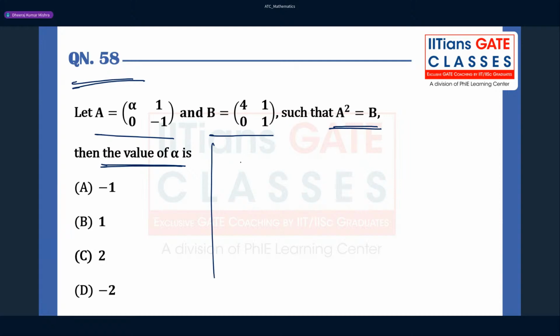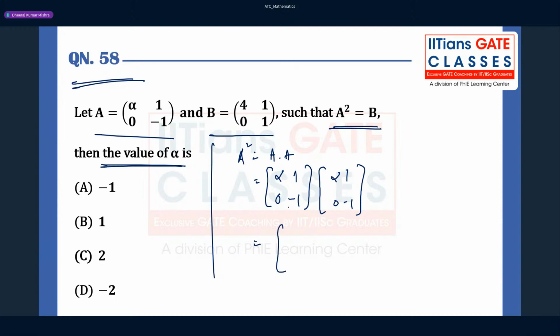A square is given, which means you have to find A square first. A square is nothing but A times A: alpha 1 0 minus 1, times alpha 1 0 minus 1. Now you can multiply this. You will get alpha square here, and then alpha minus 1, and then 0, and then this will be nothing but 1.